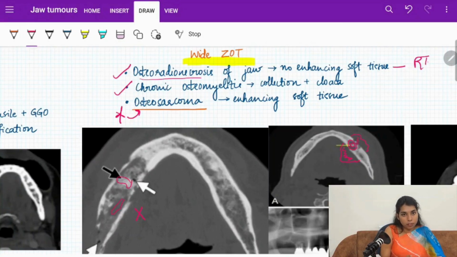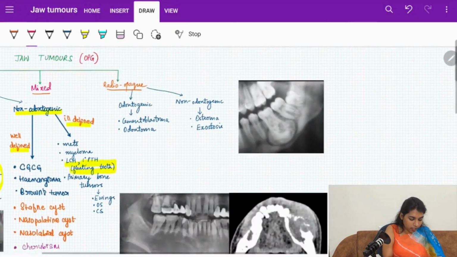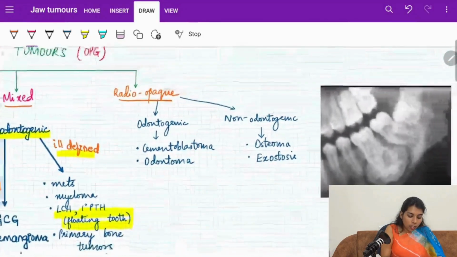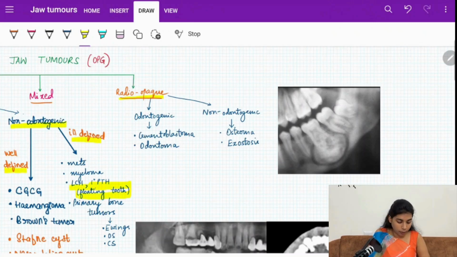Now we are done with the mixed jaw tumors. We are finally left with the radio-opaque lesions. Radio-opaque lesions, again we classify into odontogenic and non-odontogenic lesions. Non-odontogenic lesions follow the WHO classification of bone tumors, whereas odontogenic lesions are just two in number, that is cementoblastoma and odontoma. Now we are done with the classification of jaw tumors. We'll study each lesion in detail from now for the next 15 minutes.